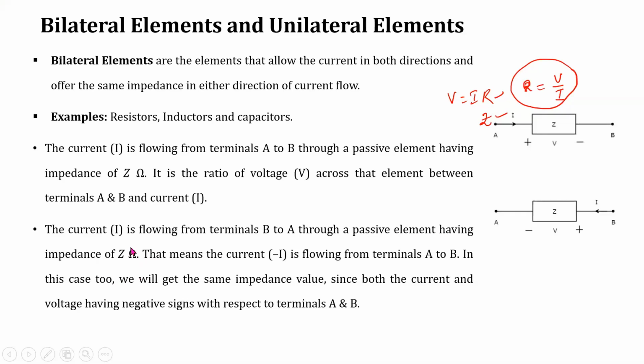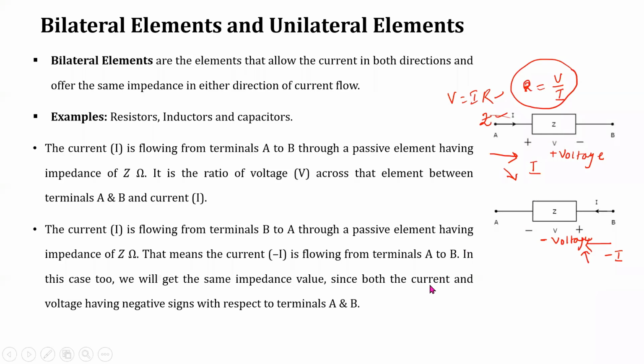Through the passive element, the same impedance Z is there, and now the current is flowing from B to A. When current is flowing from B to A, this will be the direction. These two currents are opposite in direction. If we take the first as I, then obviously this is minus I. And if you take this voltage drop as a positive voltage, then you can observe here that in the place of plus it is minus, and in the place of minus it is plus. Then obviously it is a negative voltage.